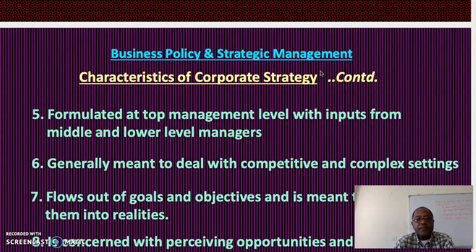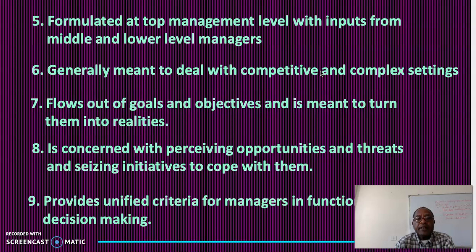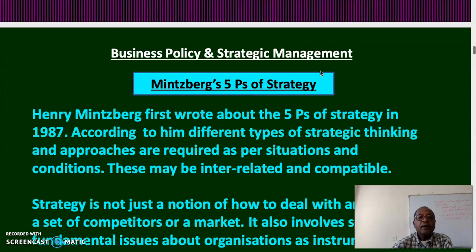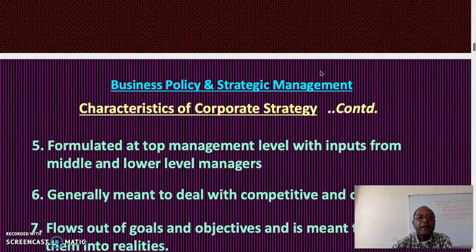Number seven, flows out of goals and objectives and is meant to turn them into realities. Eight, is concerned with perceiving opportunities and threats and seizing the initiative to cope with them. Number nine, provides unified criteria for managers in functions of decision making. So these are some of the main characteristics that we observe regarding corporate strategy.